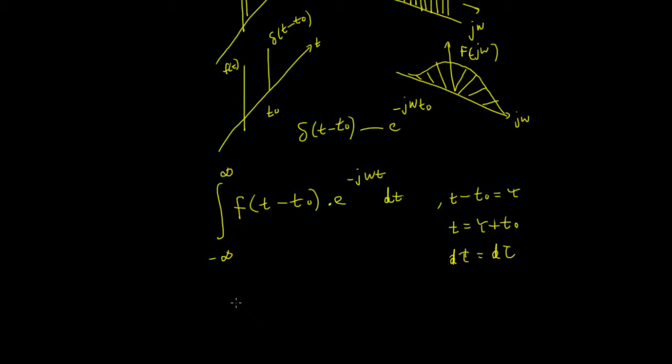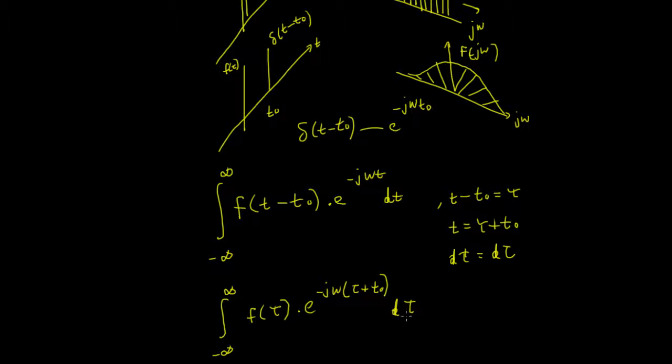So if we go ahead and replace each of those, then we'll get the integral from minus infinity to infinity of f of tau times e to the minus j omega, and it will be tau plus t naught, by d tau.